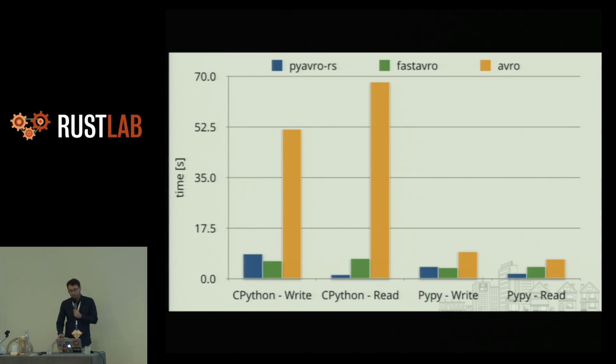Now, before we go forward, I know this is unfair. I know these three libraries do something more, which is also munging and passing data around between Python and Rust, not only the Avro encoding and decoding. But let's compare these three libraries against our pure Rust implementation of Avro.